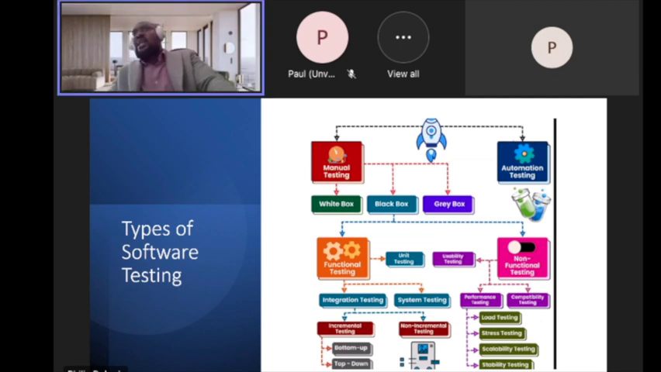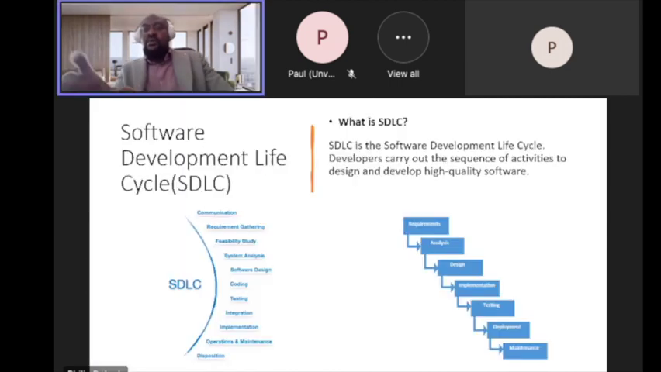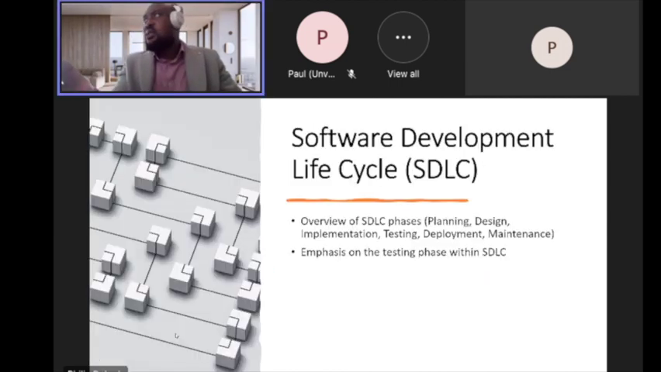And one of the key things that, oh, sorry, I don't know, my slide is moving.